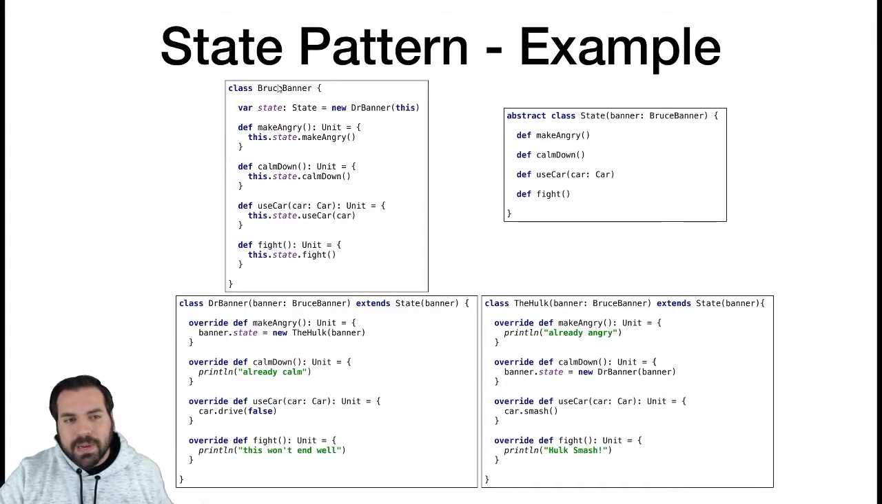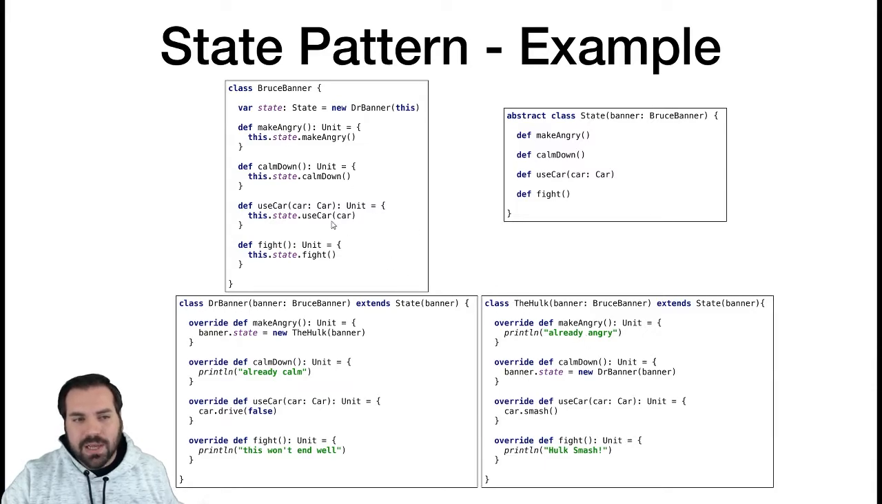Now, when Bruce Banner is in the Hulk state, we get the Hulk behavior for these methods because we're deferring to the state. This .state is an object of type the Hulk with a reference to this Bruce Banner. So we call makeAngry, he's already angry, etc. But we call calm down, this .state, which is an object of type the Hulk.